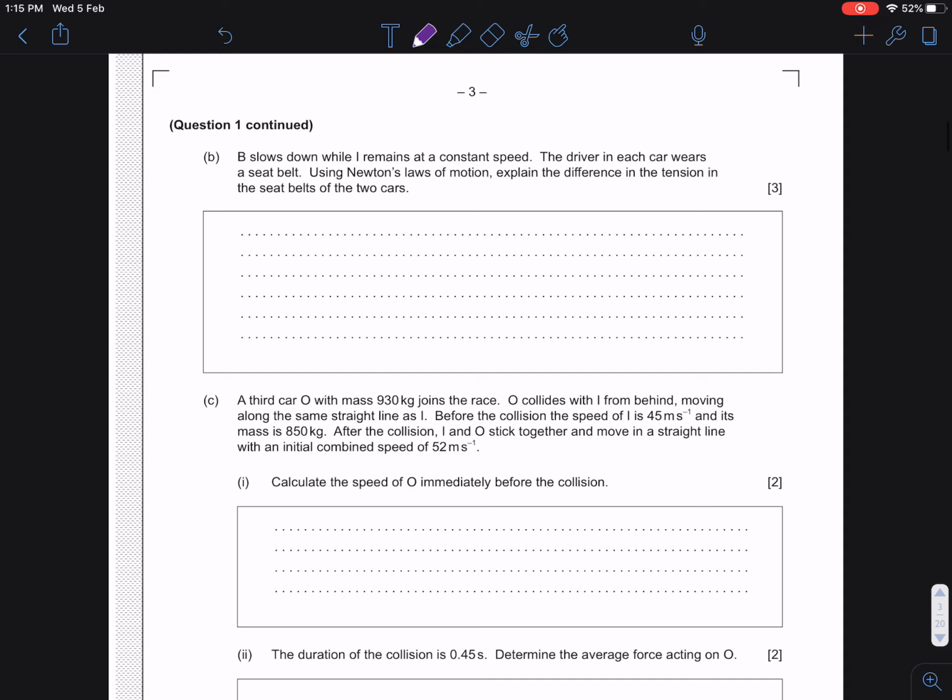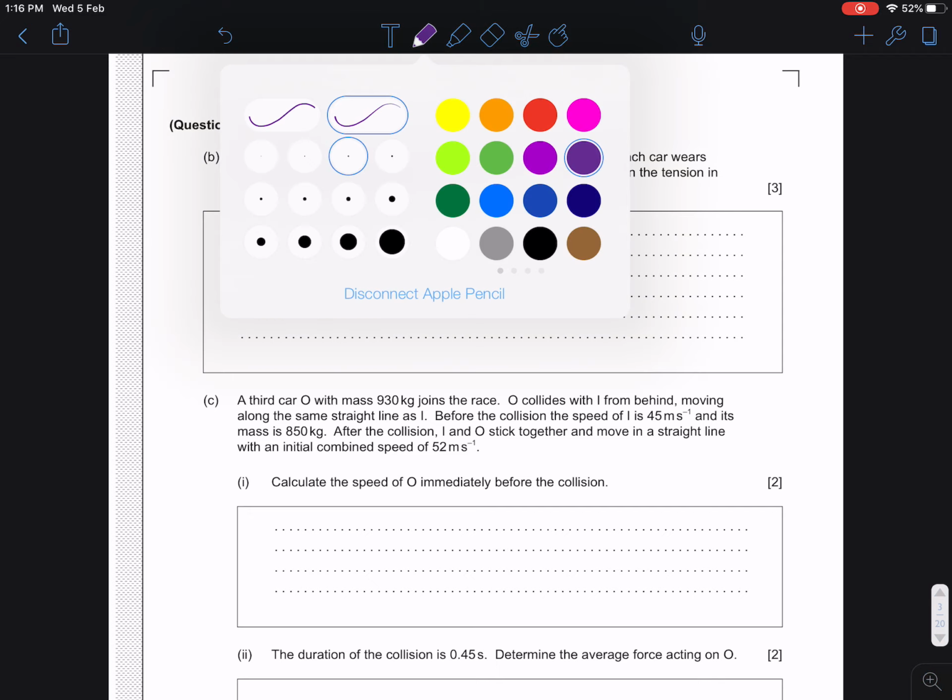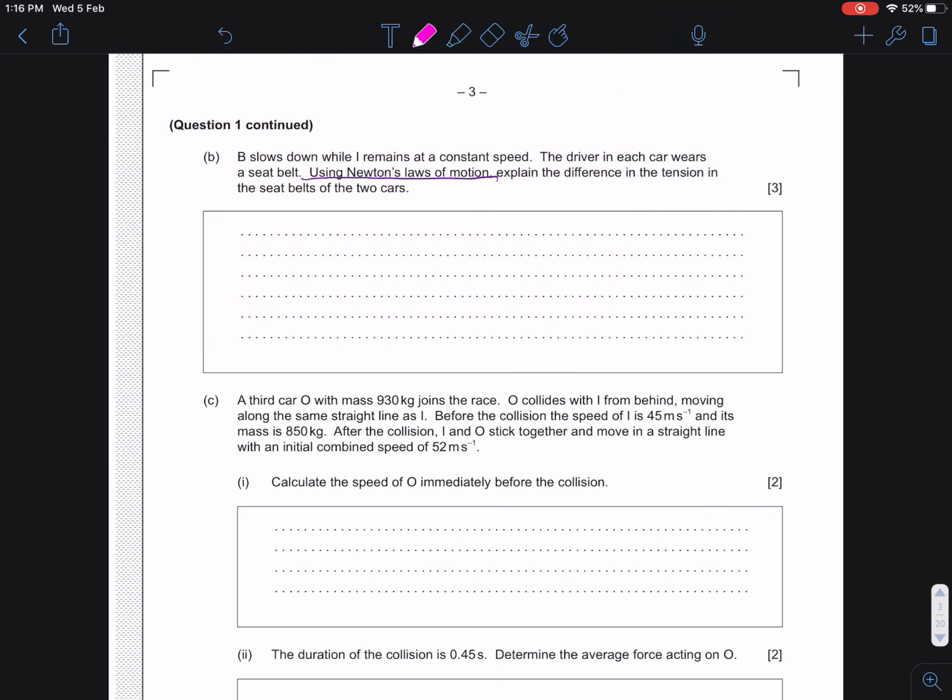Part b, B slows down while I remains at constant speed. The driver in each car is wearing a seatbelt. Using Newton's laws of motion, explain the difference in the tension in the seatbelts. Well, we've got to use Newton's laws of motion here, so we need to mention the laws of motion. The difference in the tension of the seatbelts of the two cars, well, if the driver in B is decelerating, then that requires a resultant force, which equals ma. That's Newton's second law.